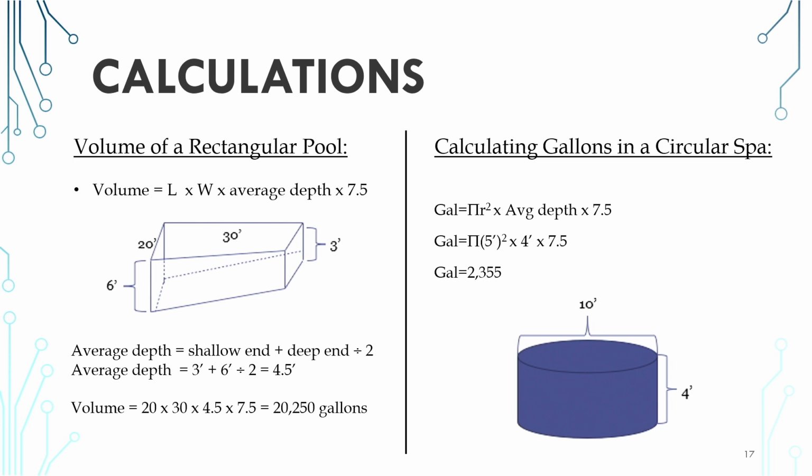To calculate the volume, you'd simply calculate the length times width times depth and then multiply by 7.5 to get the gallons. To calculate for a circular spa, you take the pi r squared surface area and multiply by the average depth the same way, and again multiply by 7.5 to get it in gallons.